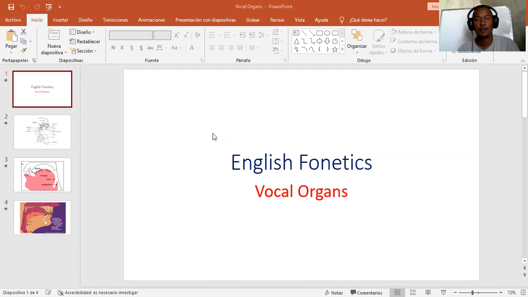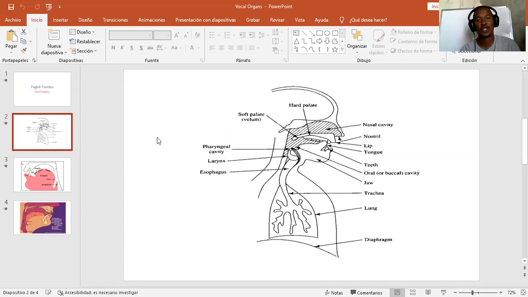English phonetics, vocal organs. In this video, I'm going to be talking about vocal organs, and I'm going to describe their function, their main roles, and how they produce the different sounds. The first thing that we have to know is about the lungs. The lungs are very important in the production of speech.